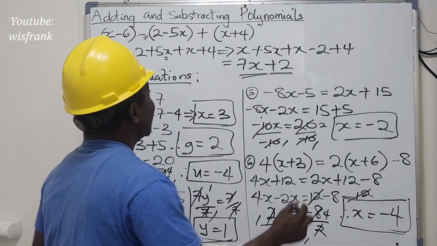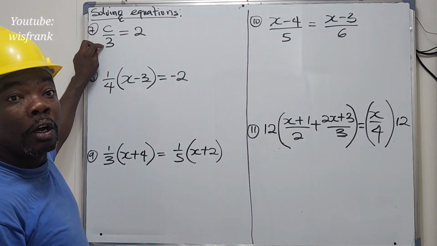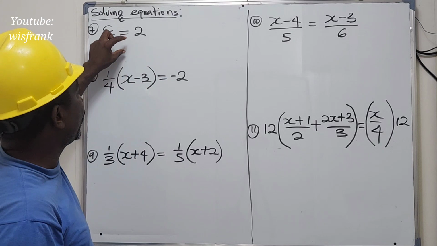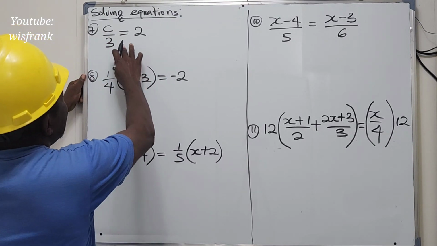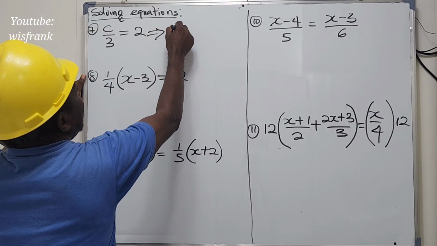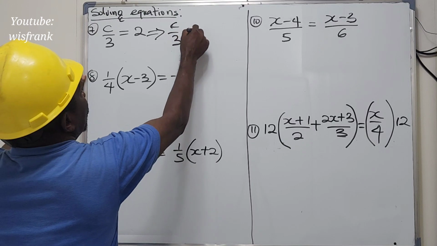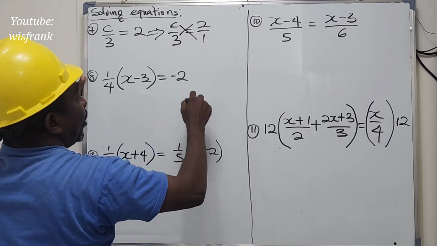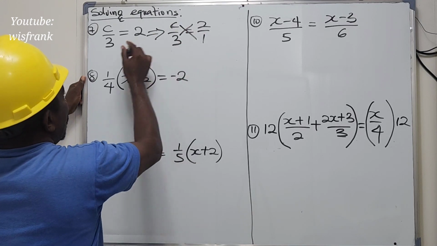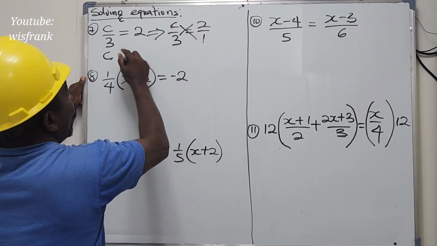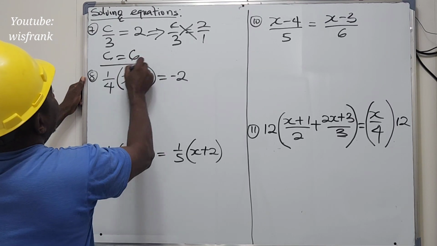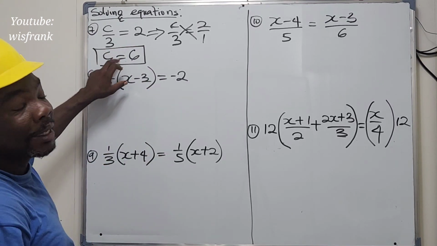The next one, which is number 7, we have c all over 3 equals 2. So what we are going to do is find the value of c. This is the same thing as having c all over 3 equals 2 all over 1. You see the same thing. We need to cross multiply. It's going to be c times 1, we have c, equals 3 times 2, we have 6. Therefore, we have the value of c as 6.